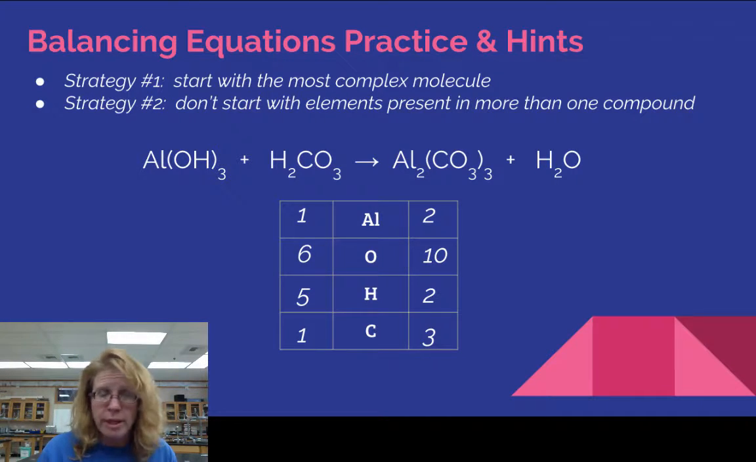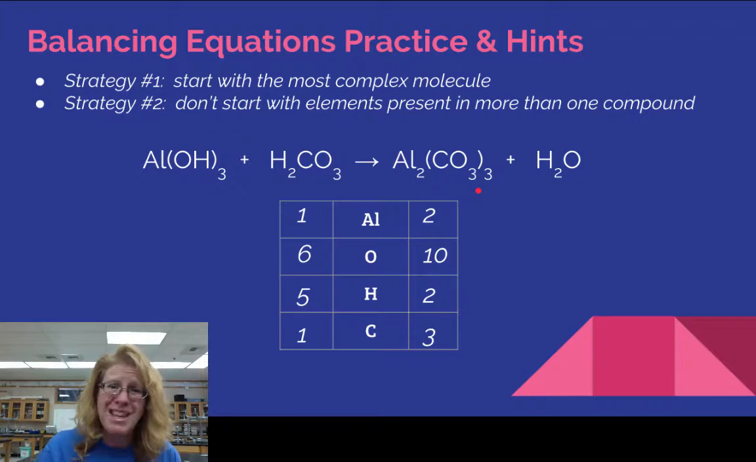So strategy number one, start with the most complex molecule. And I sit there and look at all of them. Which one has the most atoms in it, the craziest looking thing that's out there? If I look at these 4 things, this one right here, this aluminum carbonate, is the one that looks super scary. It's got all 3 elements in it. It's got lots of different subscripts in there. That's probably the worst one.